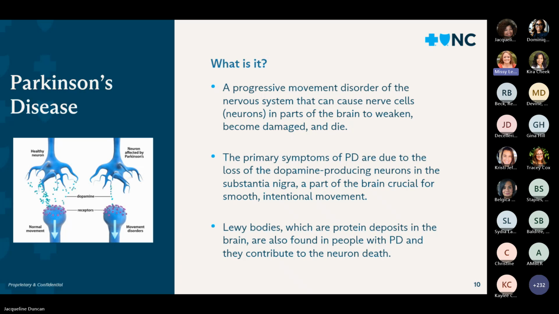Most of the main symptoms of Parkinson's disease are caused by the loss of the dopamine producing neurons in the part of the brain that is responsible for smooth and intentional movement. By the time any symptoms usually appear, most people have lost around 60 to 80% of these neurons. Lewy bodies are also found in individuals with Parkinson's disease, and they are protein deposits that contribute to neuron death. The reasoning for the Lewy bodies and why they form is unknown and still being researched.